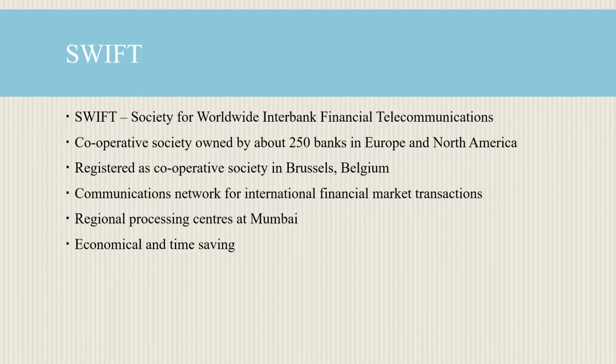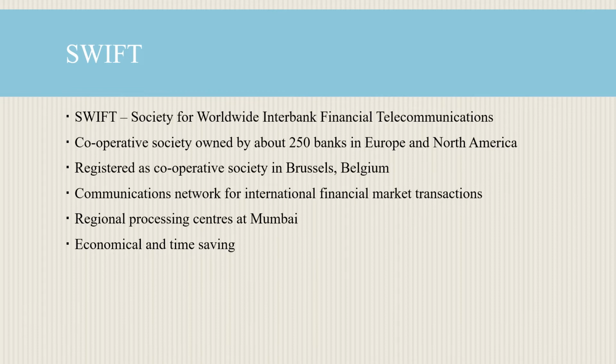So the first one is SWIFT. SWIFT is an acronym for Society for Worldwide Interbank Financial Telecommunication. It's a cooperative society owned by about 250 banks in Europe and North America, and it's registered as a cooperative society in Brussels, Belgium. SWIFT is a communication network to carry on these financial market transactions, and it effectively links more than 25,000 financial institutions throughout the world.